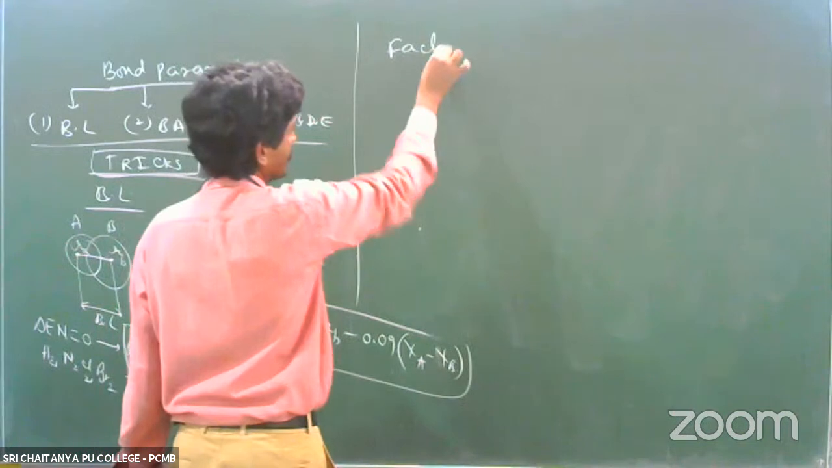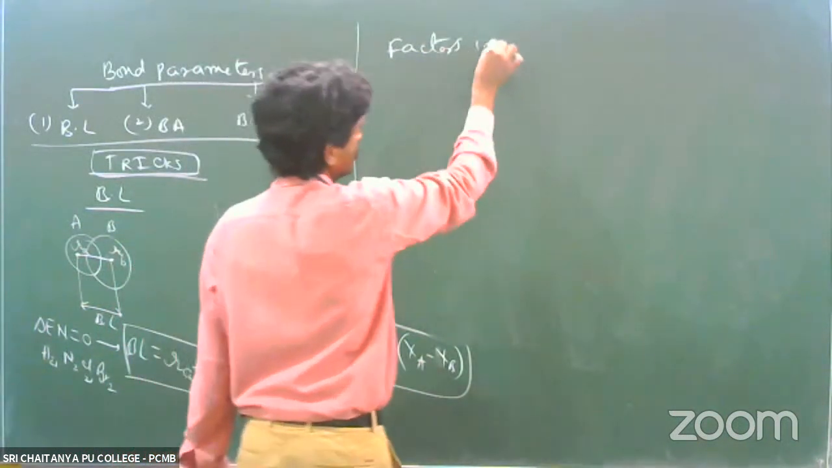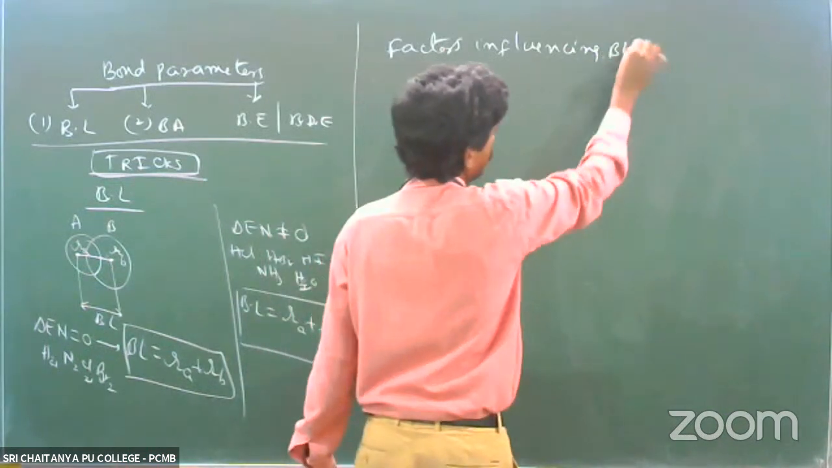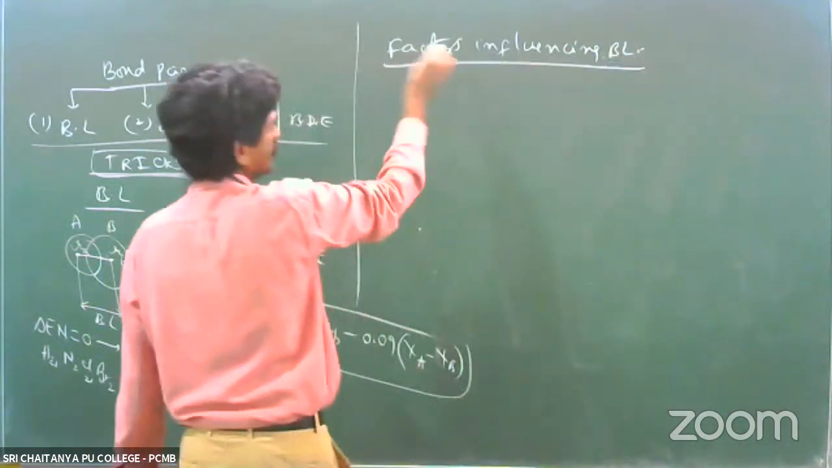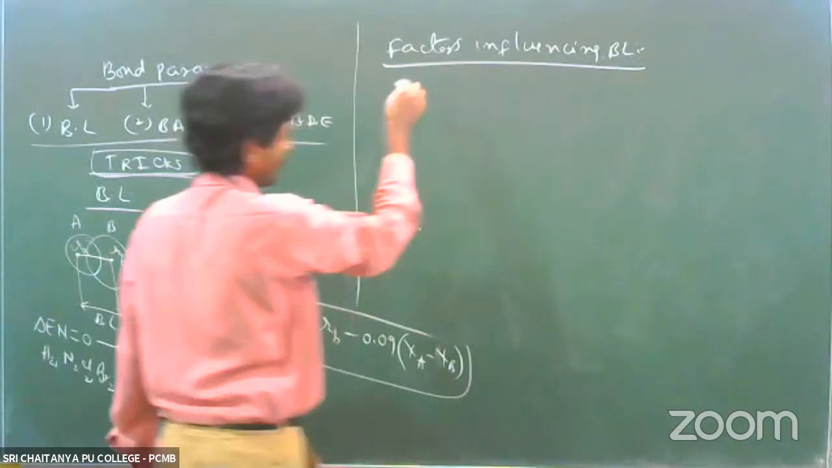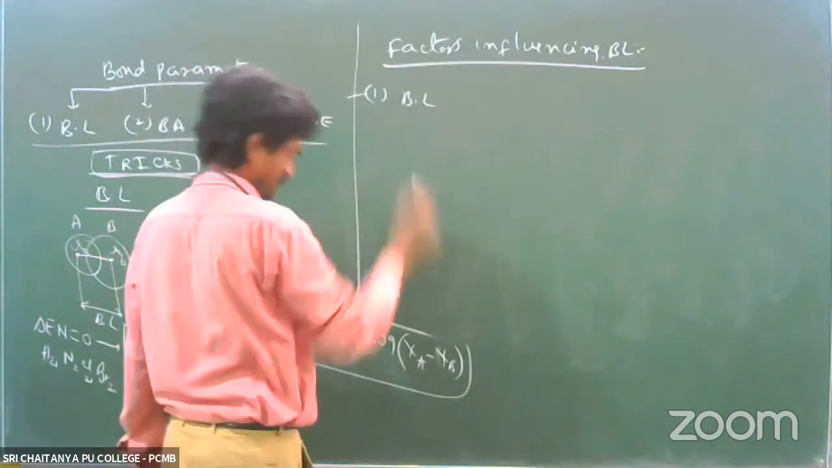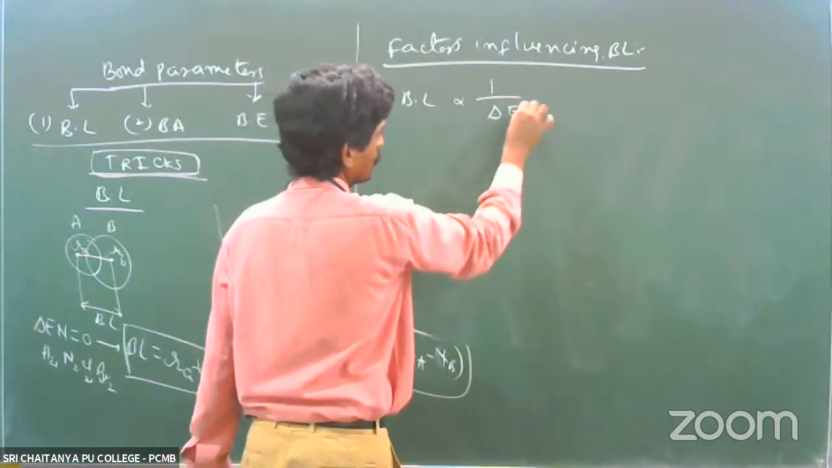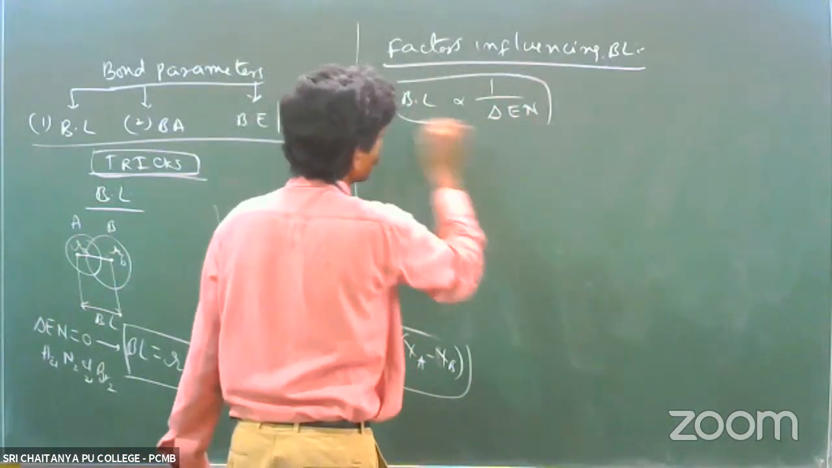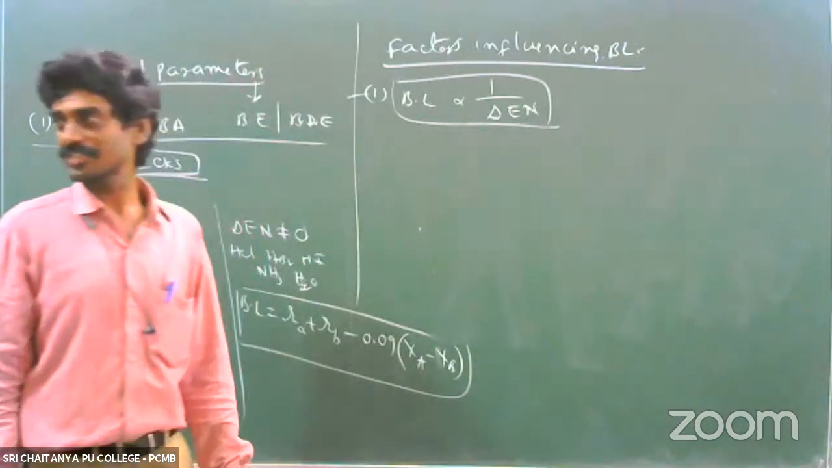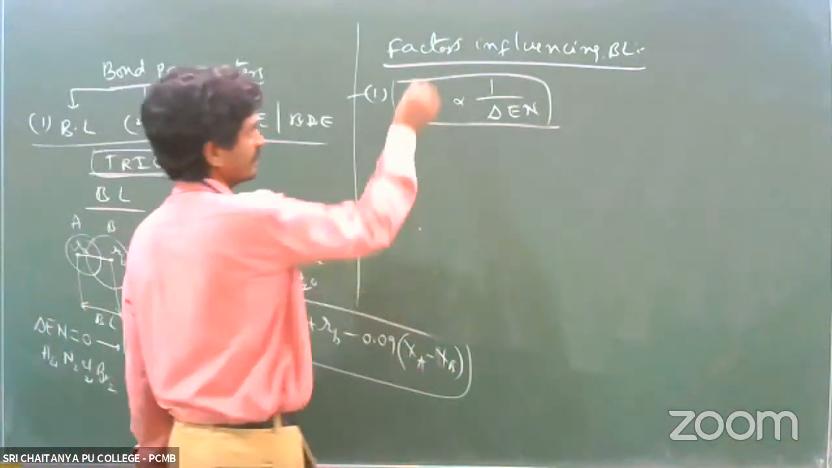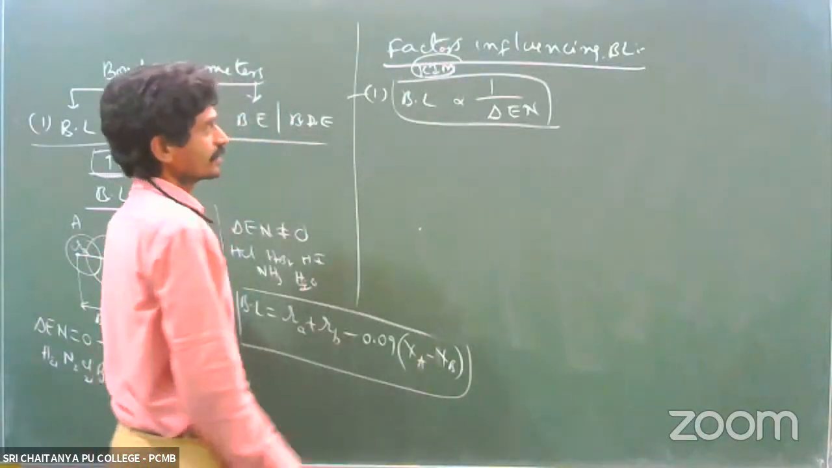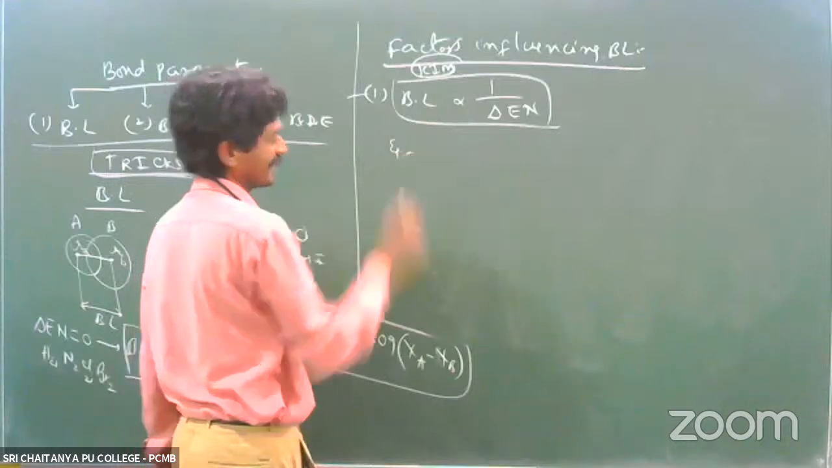Here I'll give you an example. Factors influencing bond length. So bond length is influenced by, first one, bond length is inversely proportional to the electronegativity of the central atom. Just keep this in our mind. So I'll give an example, you can get the concept.